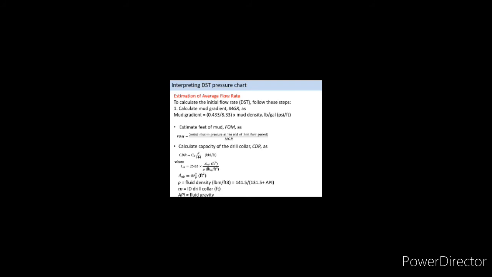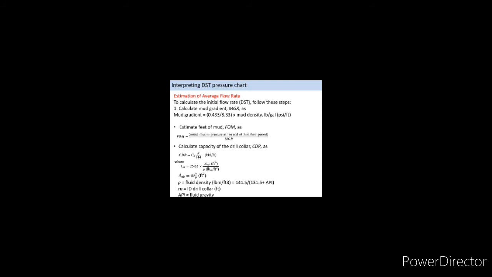If it is not given, then I have given the formula. We can calculate from this formula. Here CS is also CS into rho divided by 144. It will give the capacity in barrel per feet. CS is the Weber coefficient, which is also given here. So basically from this formula we can calculate the drill collar capacity.